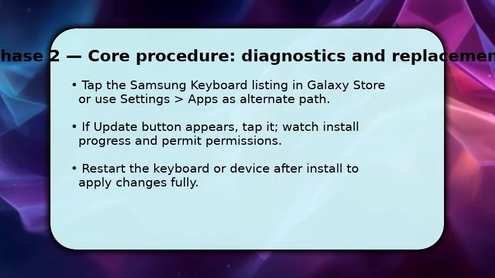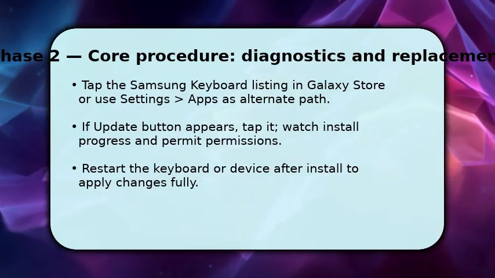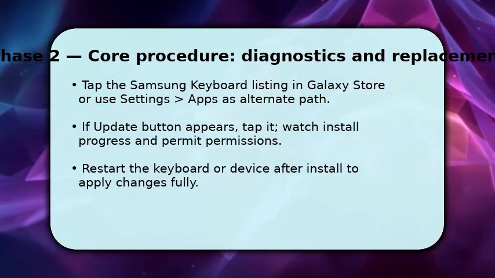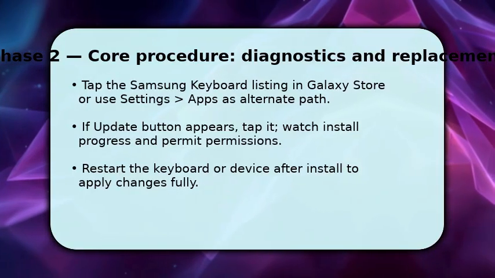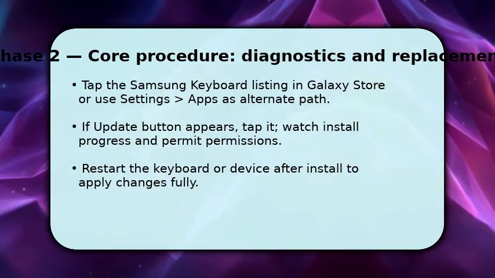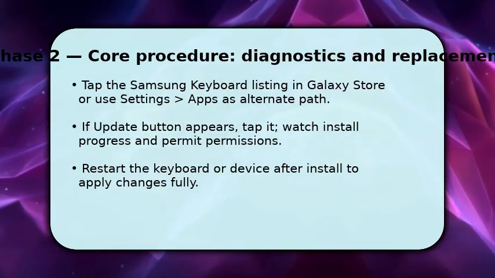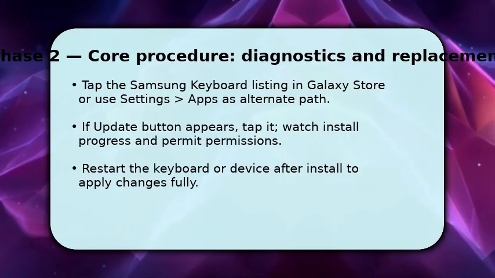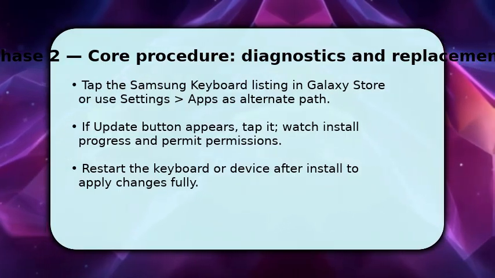If Galaxy Store shows no update, open Settings app's Samsung keyboard and clear cache or check for system updates as an alternate path. After install completes, restart the keyboard via Settings or reboot the phone. This makes sure the new version loads and avoids leftover process conflicts.